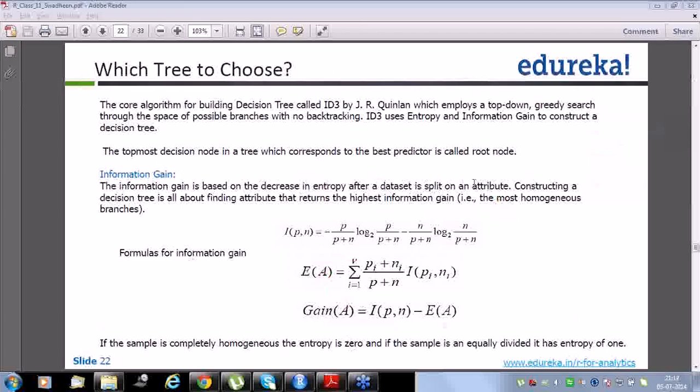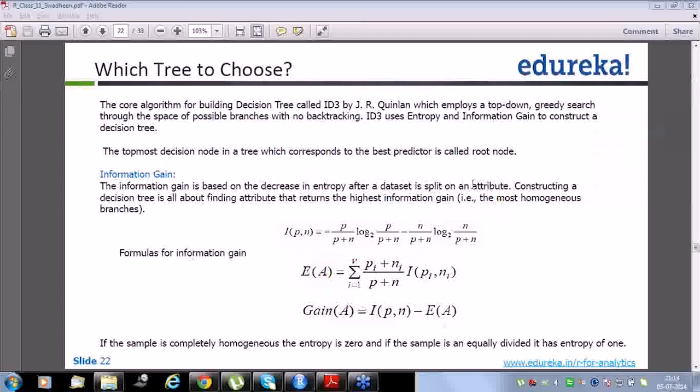Entropy does what? It is something like the things become more disturbed, I can say, right? So entropy for the next situation has increased. An increase in entropy means there's more disturbance in the environment. The information gain is based on the decrease in entropy.